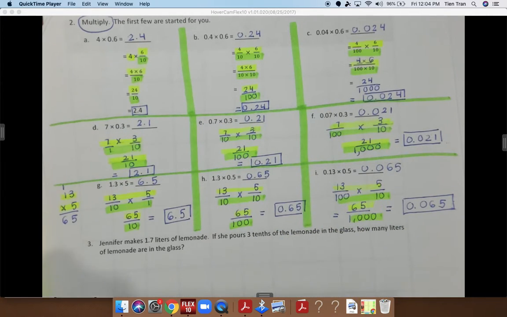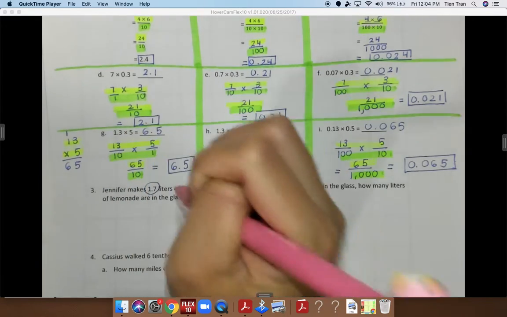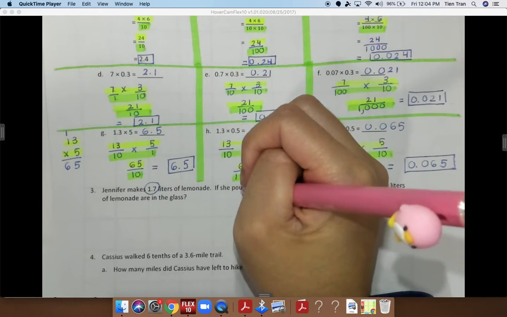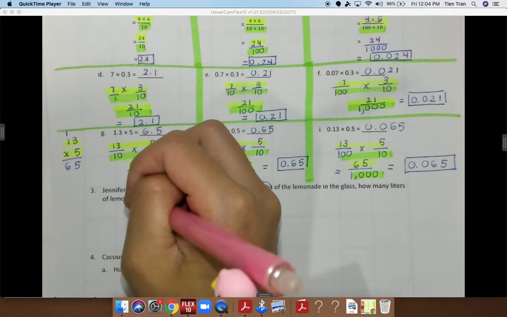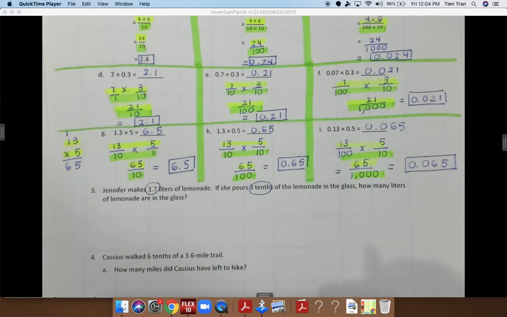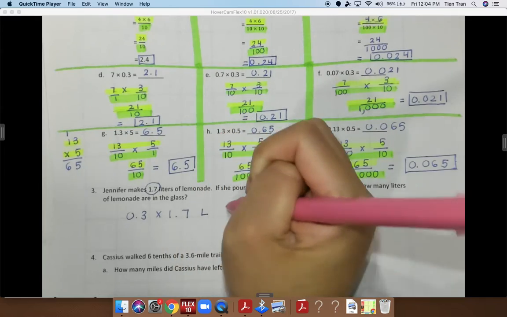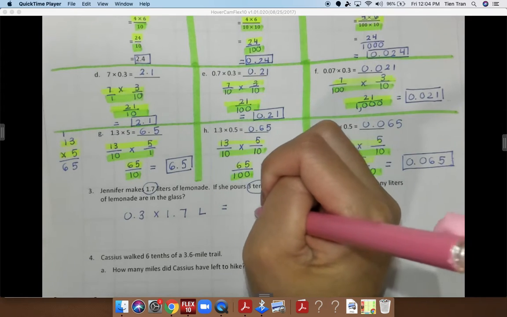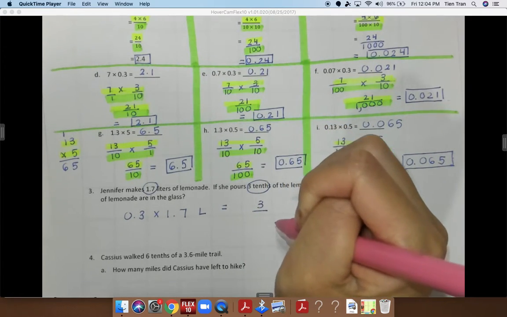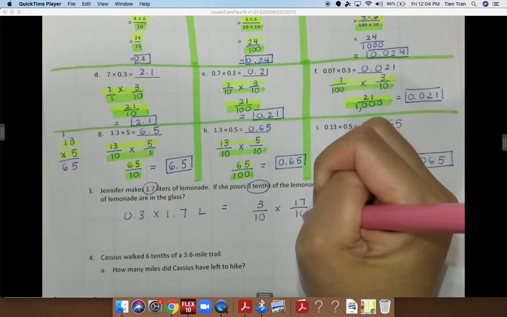Now, we're going to read problem number 3. It says here, Jennifer makes 1.7 liters of lemonade. If she pours 3/10 of the lemonade in the glass, how many liters of lemonade are in the glass? So, what I'm going to do is multiply 3/10 times 1.7, and it's written in liters. So how would I write this as a fraction? I would write 3 tenths times 17 tenths and multiply.